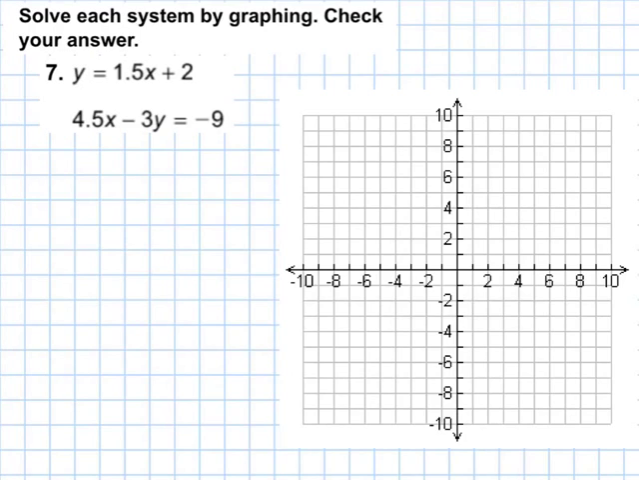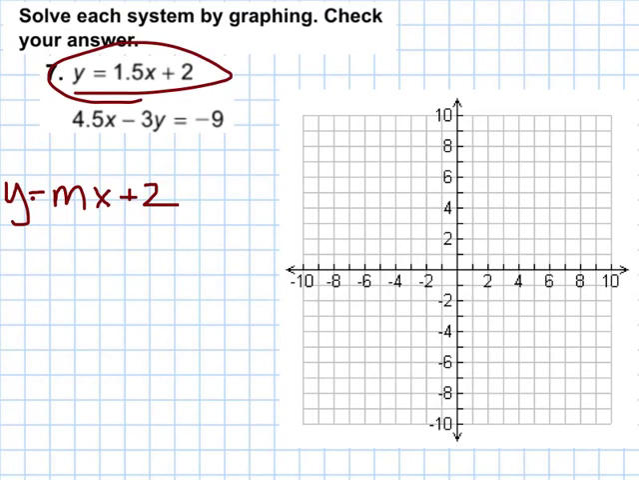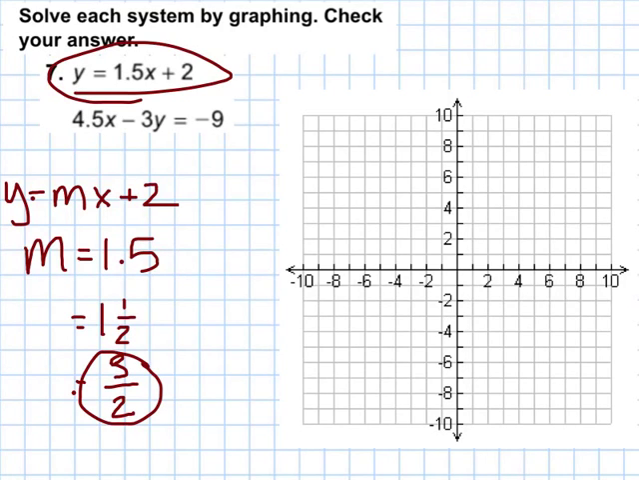So number 7. First thing we want to make sure we write our equations in y equals mx plus b form. Now, obviously, this first equation up here is written in that form, but it says that our slope is 1.5. I don't want to leave it as a decimal, so I'm going to call it a fraction. 1.5 as a fraction would be 1 1/2. We don't know how to do rise over 1 with 1 1/2, so I'm going to call it 3/2. That will be our slope.